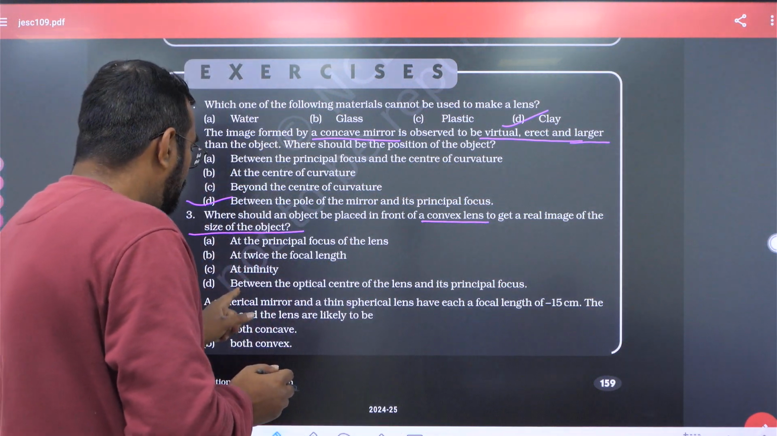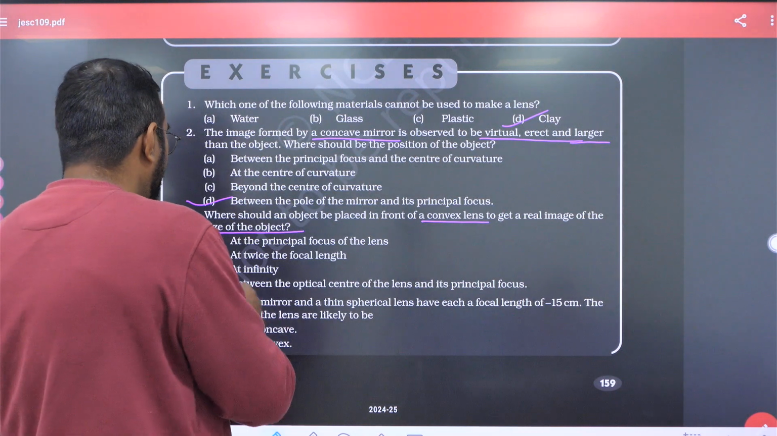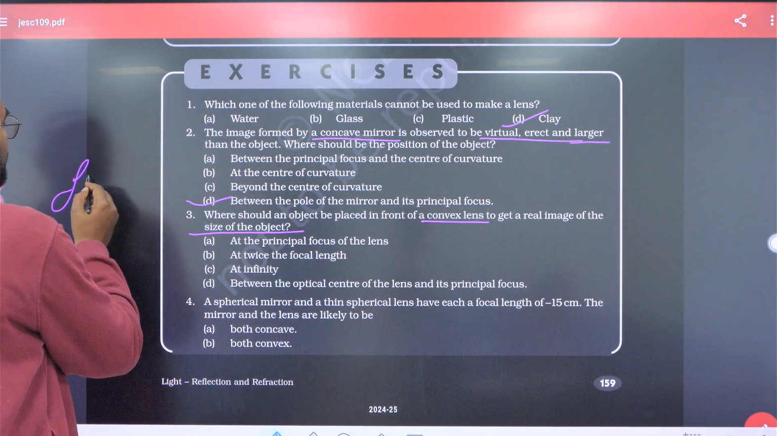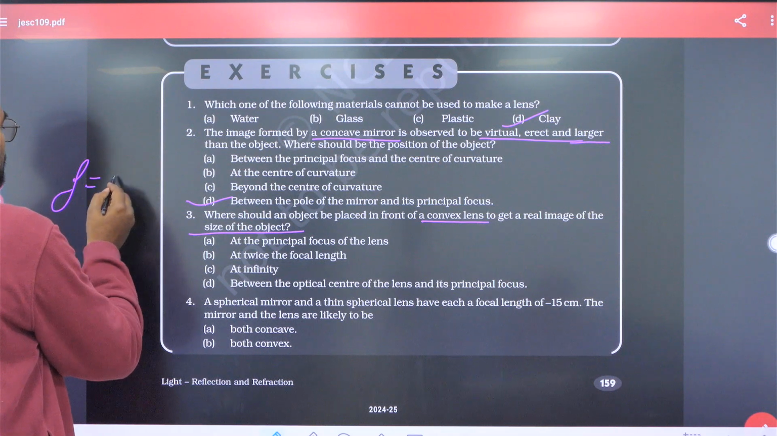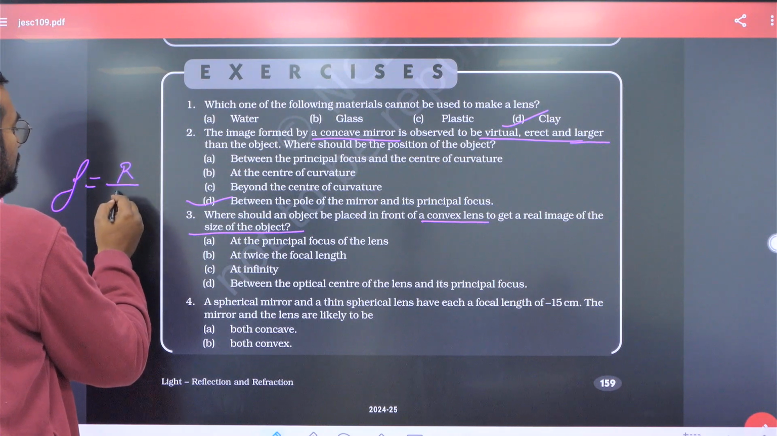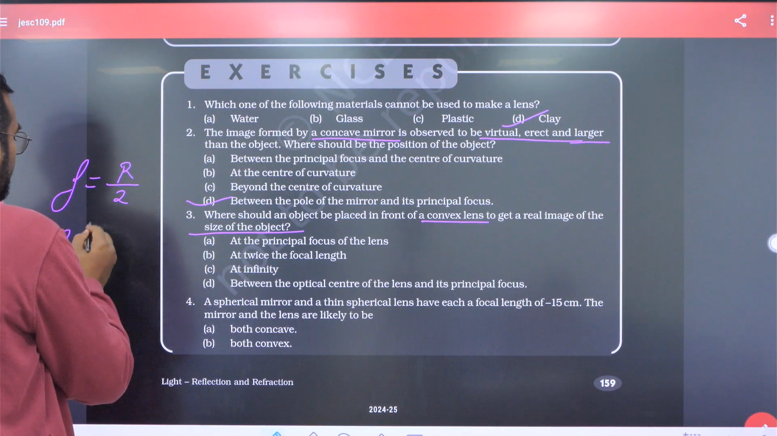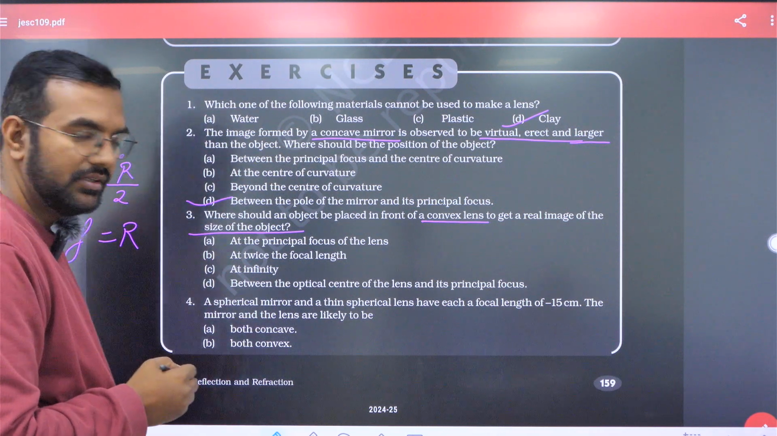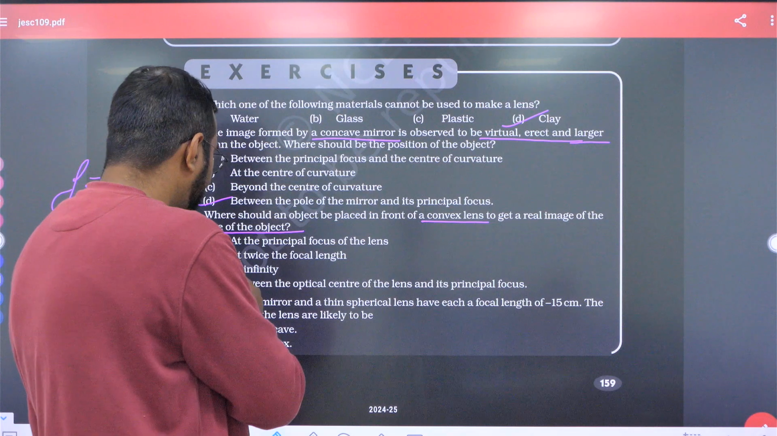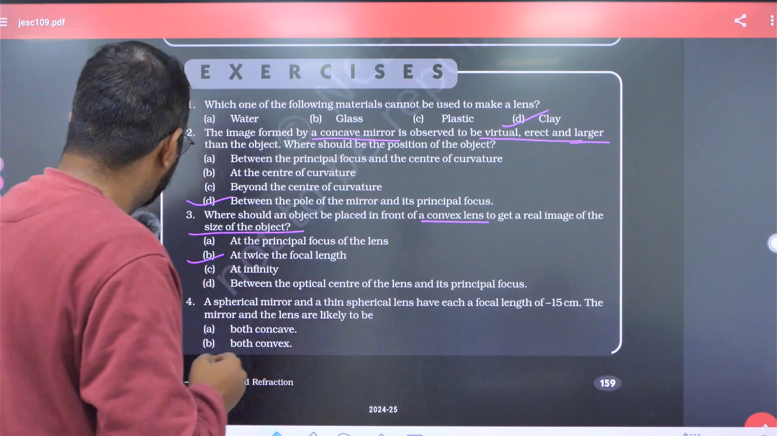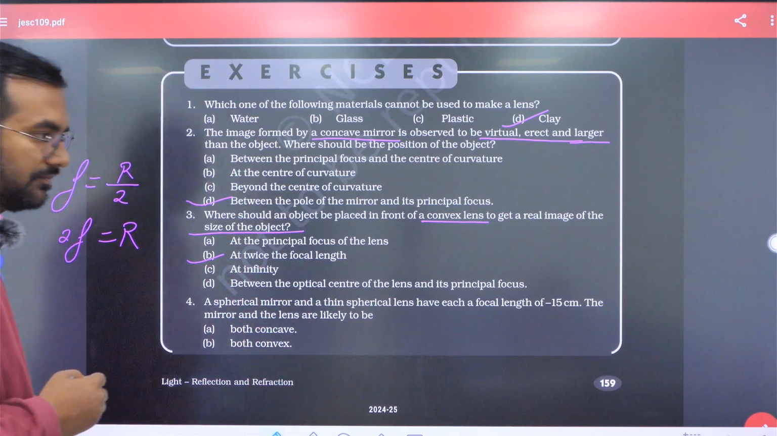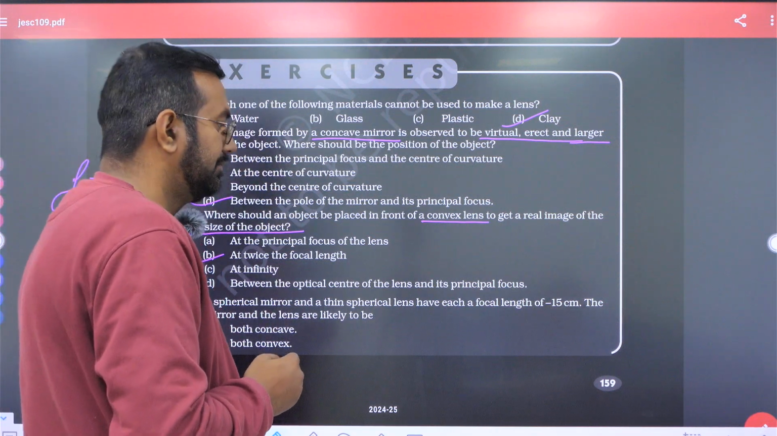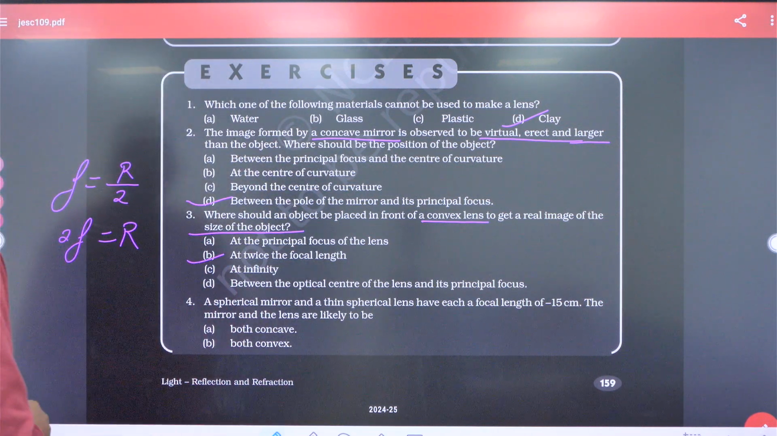So here there is no option of center of curvature, but we know that f is equal to r by 2, or 2f is equal to r. Radius of curvature and center of curvature are the same thing. So twice the focal length. Okay beta, yes, twice the focal length.